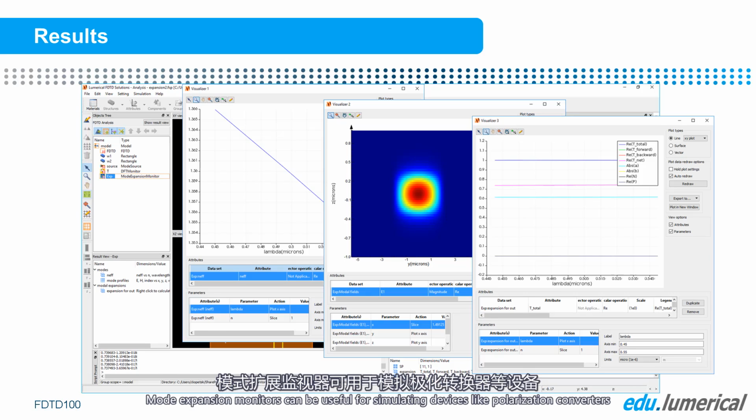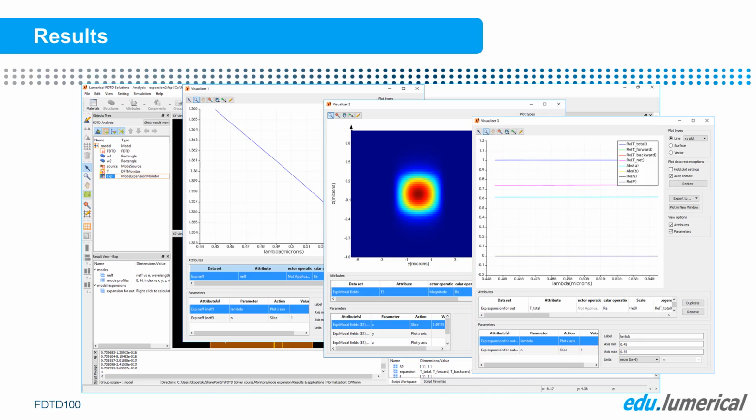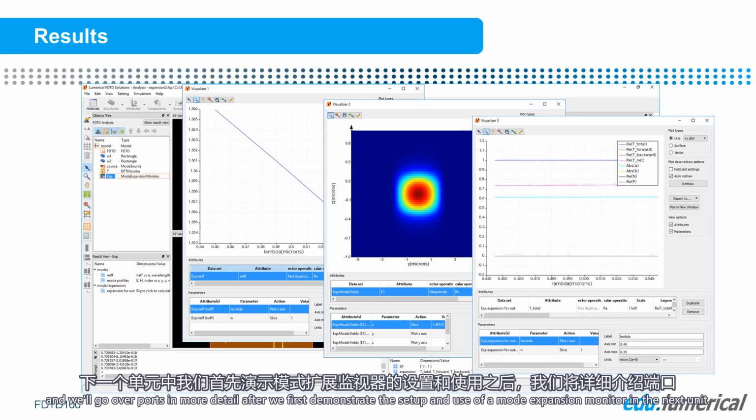Mode expansion monitors can be useful for simulating devices like polarization converters, where you want to extract the conversion efficiency from input mode to output mode, or extract S parameters of a device. However, if extracting S parameters, the port object can also be used. And we'll go over ports in more detail after we first demonstrate the setup and use of a mode expansion monitor in the next unit.